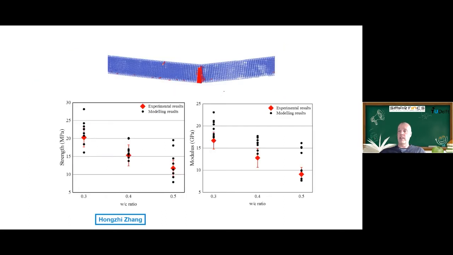Then we can simulate them. We get the strength. So we can compare that with the experimental values, and we see that they are nice in between the experimental values, so the simulation that we did. And the same for the modulus. Modulus is a little bit lower, but that's also what we expected.